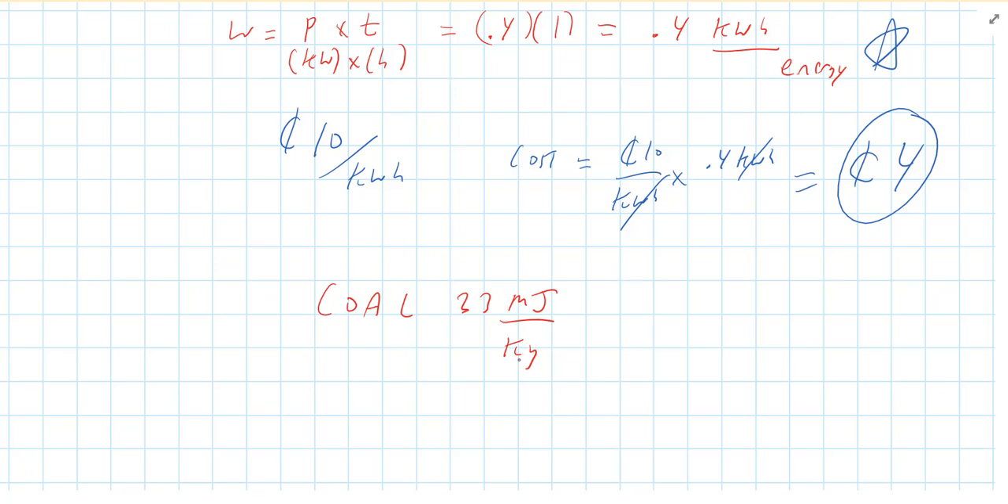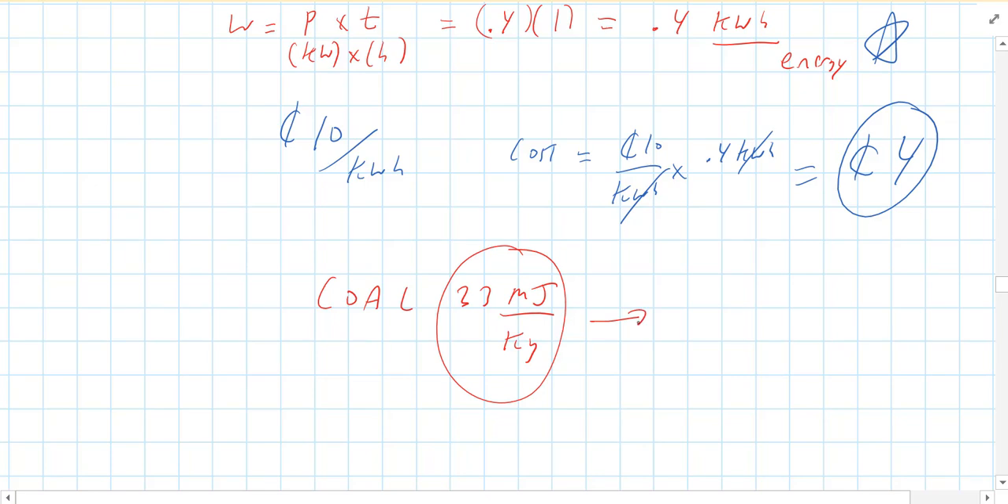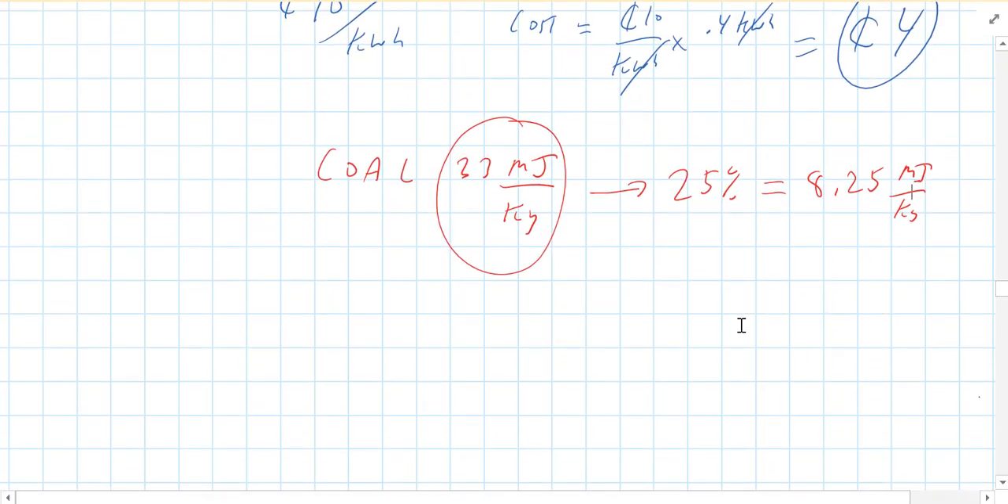Now, a typical coal-fired power plant is only 25% efficient. In other words, of these 33 megajoules, only a quarter of them actually go to make electrical energy. The other 3/4 are generally wasted as heat. So for powering ourselves, we're going to get about a 25% efficiency off this. So if you take 25% of 33, you get 8.25 megajoules per kilogram. That's actually going to go to powering our TV set.